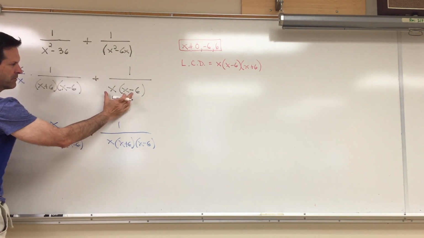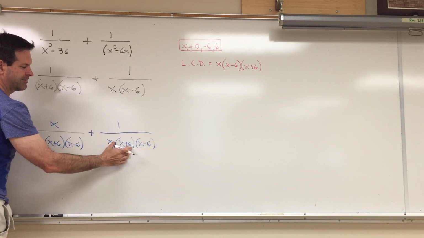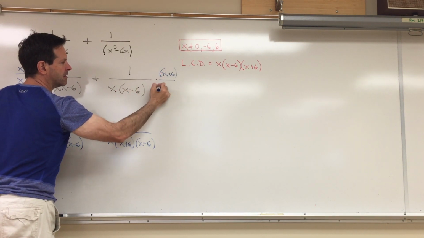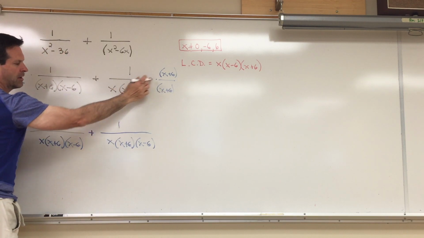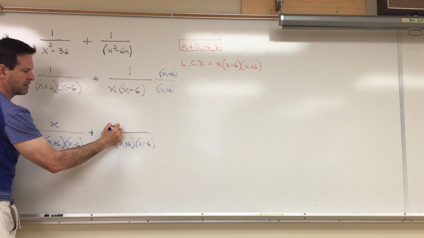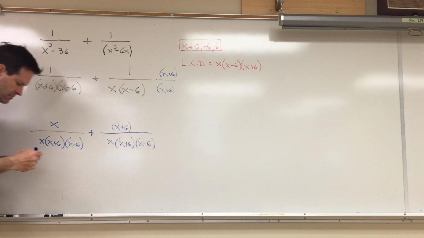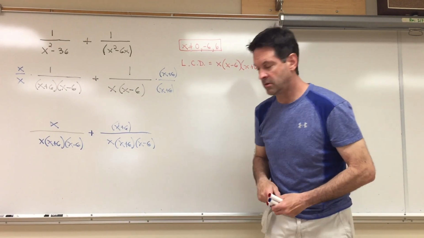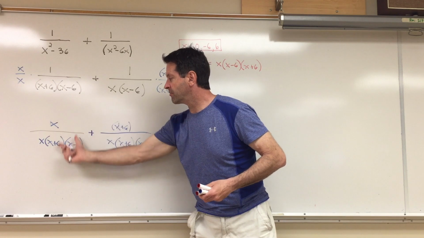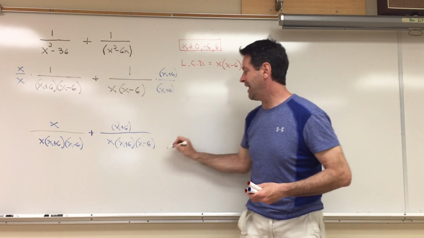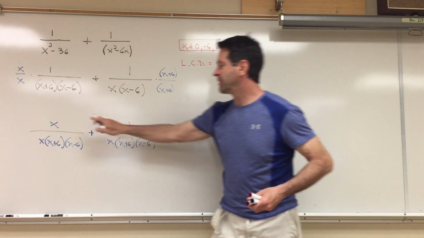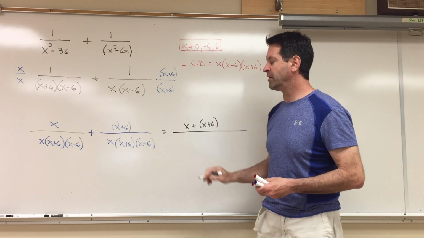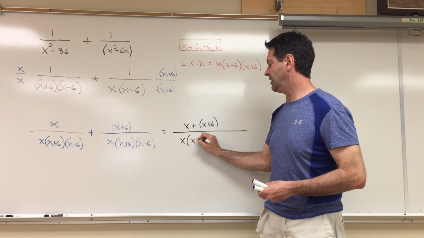And what's missing from this denominator that we have down here? Oh, we're missing the x plus 6. We have it here, we don't have it here. So it's like we're multiplying top and bottom by x plus 6. And 1 times x plus 6 is just x plus 6. Now that we have equivalent expressions with the same denominator, we can add the numerators, x plus x plus 6, over one denominator, over the LCD.